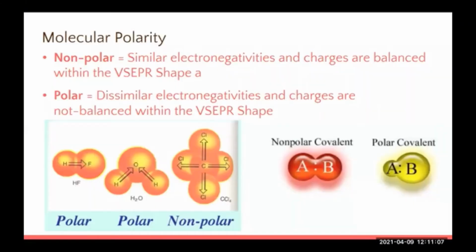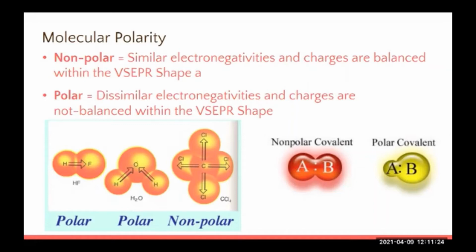Okay, so let's talk about what nonpolar and polar means. So nonpolar means similar electronegativities and the charges in a VSEPR shape are going to be balanced. And polar means dissimilar electronegativities and charges are not balanced in a VSEPR shape.